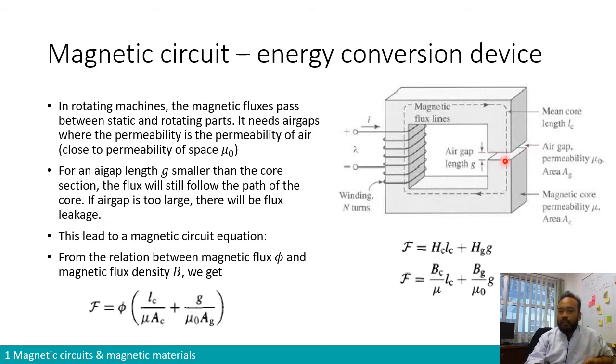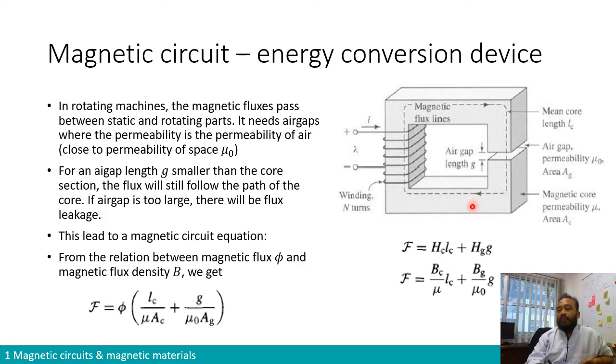It needs to be smaller in order for the flux to be able to jump over and not leak into the ambient. If it is small enough, smaller than the core section, then we can consider that the flux will follow the path. It will jump over the air gap and continue to circulate inside the core material. But if you have an air gap that is too large, instead of jumping through the air gap and going back inside the core material, you could create leakage, where the magnetic flux just goes outside and comes back through the air and not through the magnetic core.